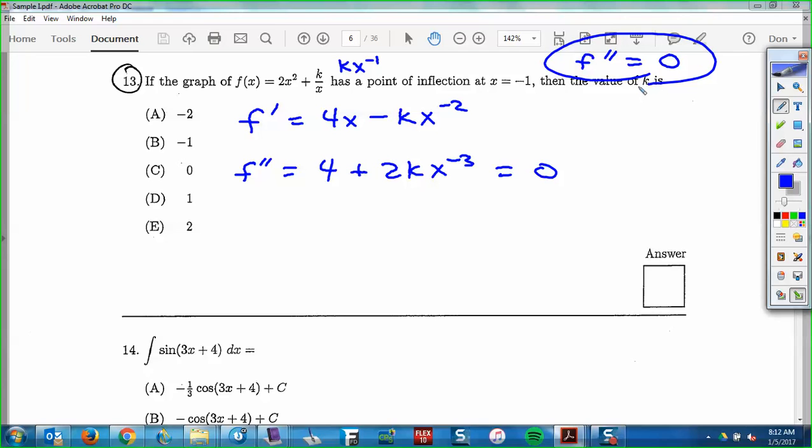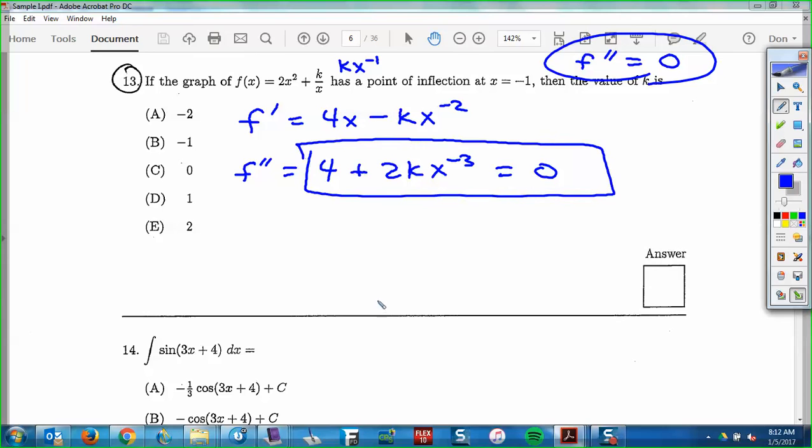So they're telling us there is an inflection point at negative 1. So what do we do with this right here? Well, what do you mean solve it, though? Solve it for what? Yeah, we're going to solve it for k, but we've also got an x there. So what do we do with that x? Plug in negative 1.